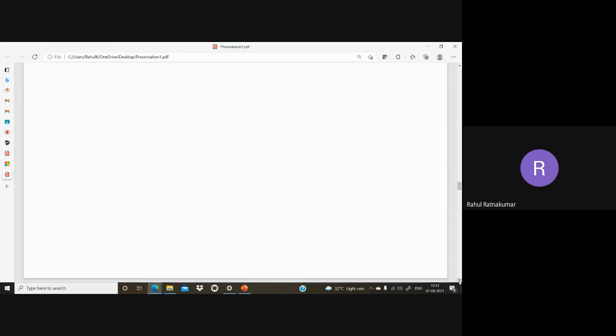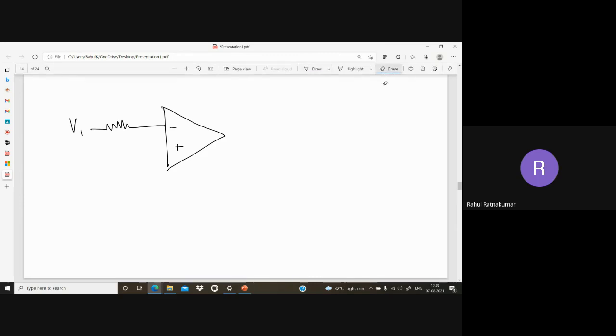Okay, so let's try to analyze some simple circuits, with minus and plus inputs. Let's give one voltage V1 and some resistance here. Now you have understood the virtual ground principle. Before that, let me give some V1 voltage here, and another V2 voltage.